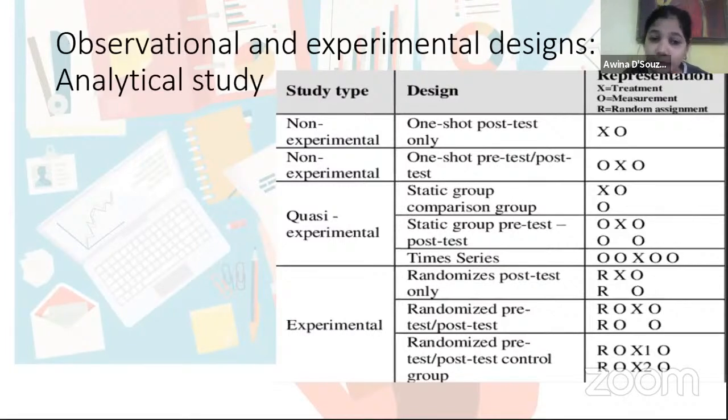Then coming to experimental, that is randomization. You'll randomize and then you'll see post, or randomize, measure pre and then see post. So it continues in a similar manner.